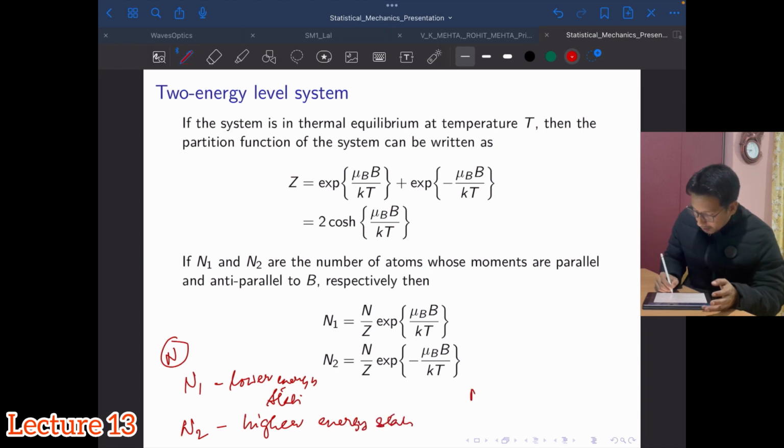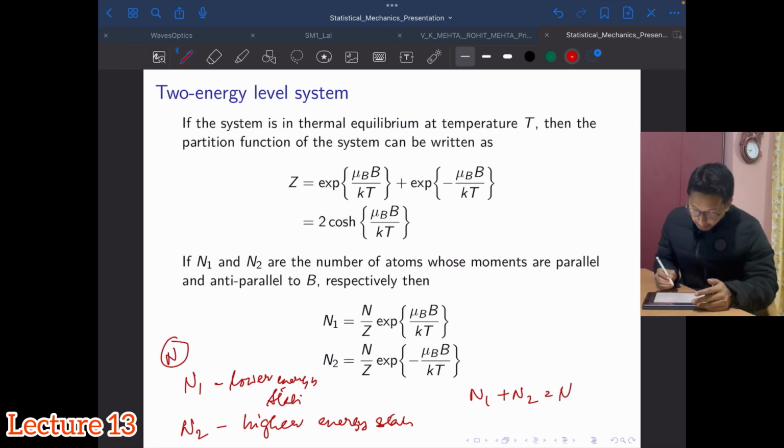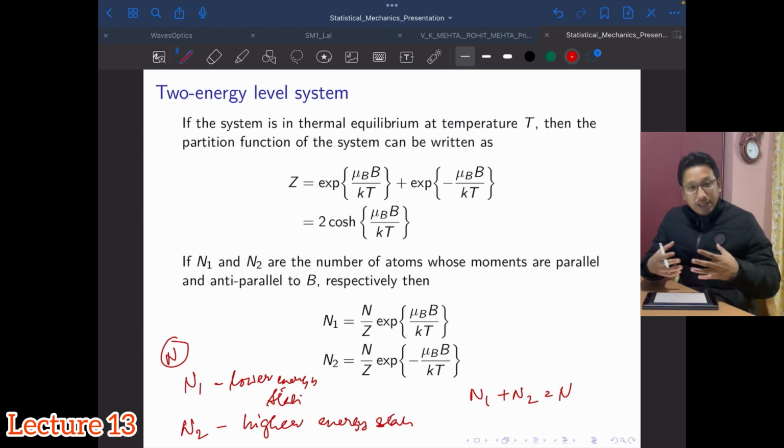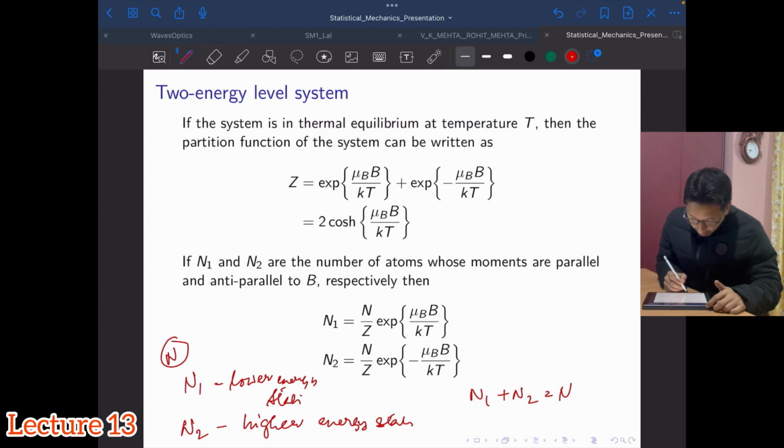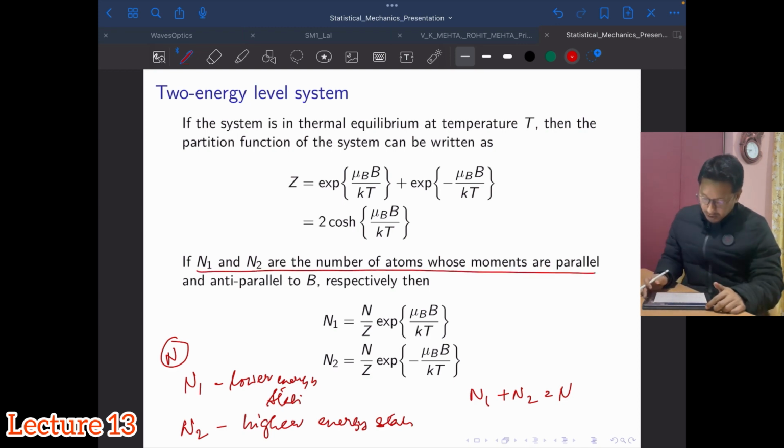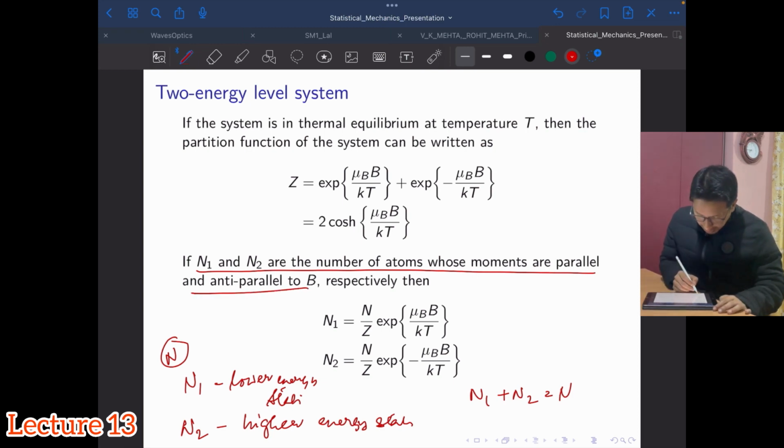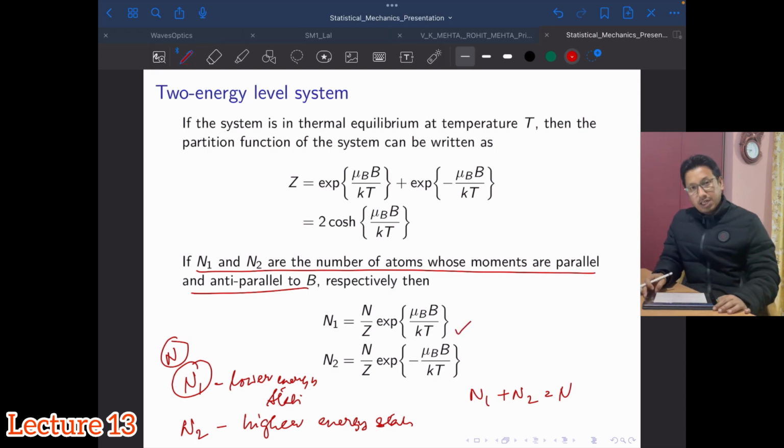Okay, and N1 plus N2 is equal to N total. So the probability of this N1 and N2, we can calculate these N1 and N2 values. If N1 and N2 are the number of atoms whose moments are parallel and anti-parallel to B, as I said, then N1 is the number of atoms that are parallel. It will be given by N by Z times the exponential of mu B by kT.